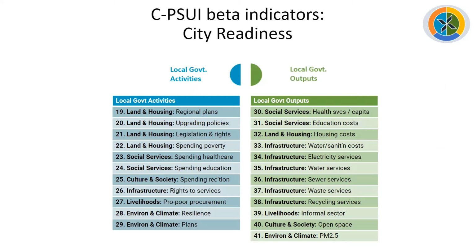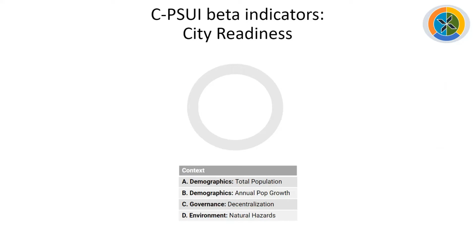Local government activities and outputs related to city infrastructure and services are, of course, essential for any kind of slum upgrading, and so we measure a number of indicators across these different sectors. At the moment, the tool includes 4 context indicators related to the demographics of the city, general governance structure, and physical environment of the city. We don't currently use these as part of the scoring system, but in the future, we expect that these indicators might modify how the scoring takes place or how the interpretation takes place.